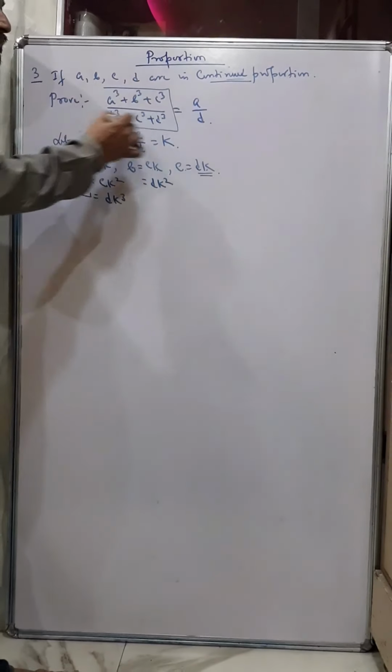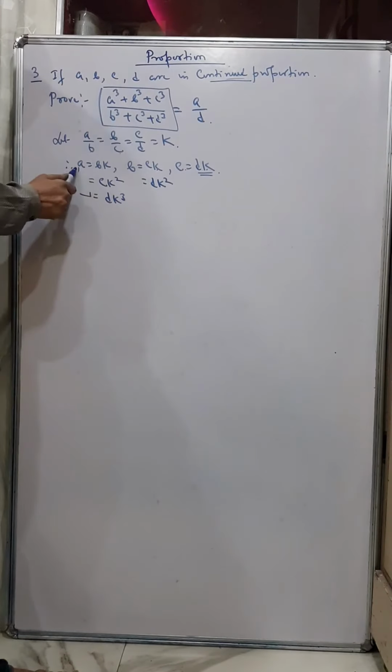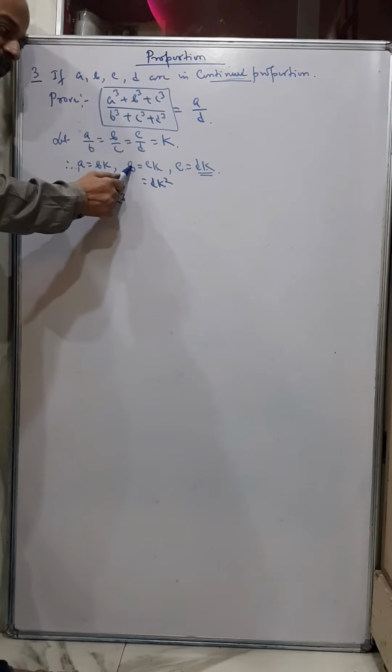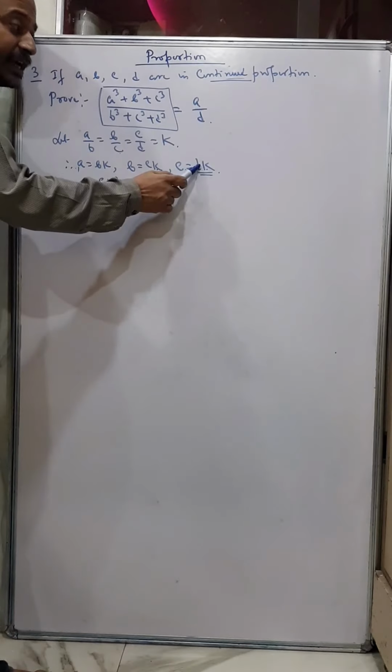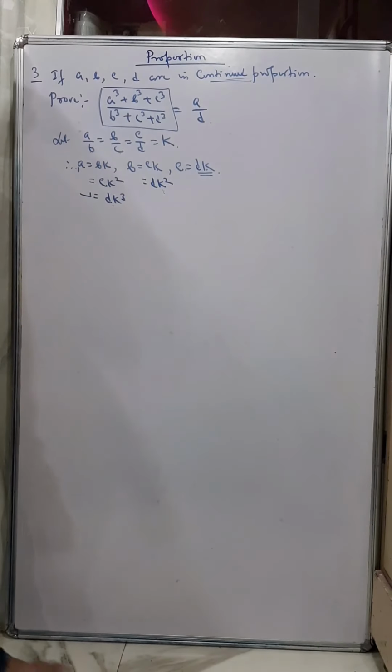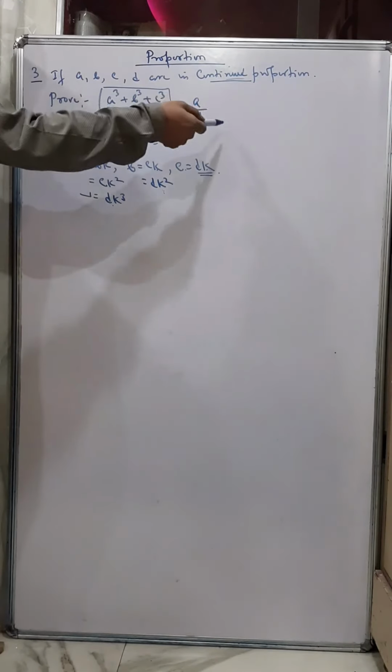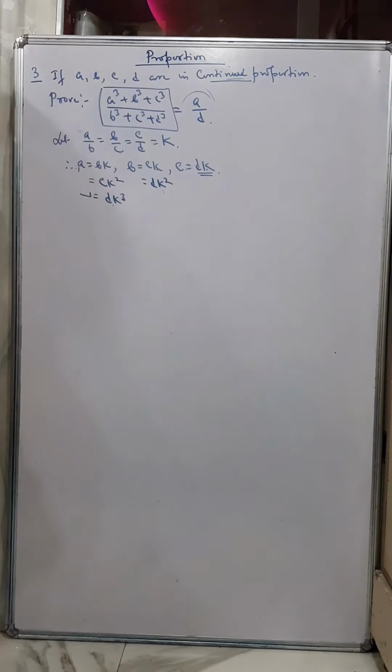So finally now you can understand what I will do. I'll solve LHS first. In place of A I will put DK cube. In place of B I will put DK square. In place of C I will put DK, and in place of D I will leave it as D. So I'll solve LHS and RHS, nothing to solve. So we'll get it. Okay.